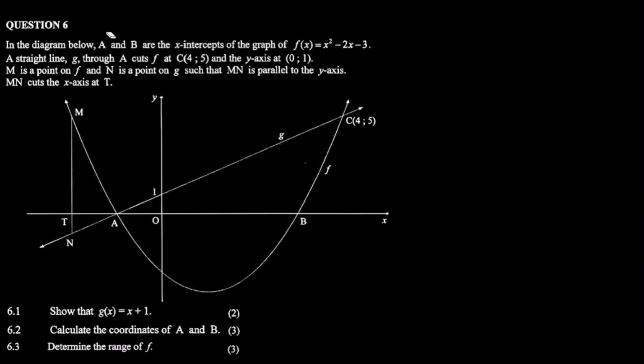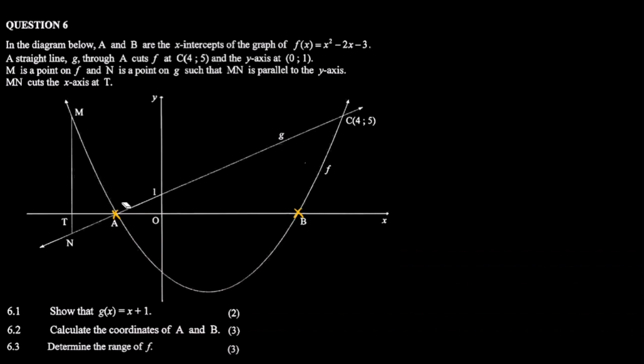In the diagram below, A and B are the x-intercepts of the parabola with this equation. So we know that these two particular points here are the x-intercepts of the parabola. A straight line g through A cuts the parabola at C and the y-axis at this point.